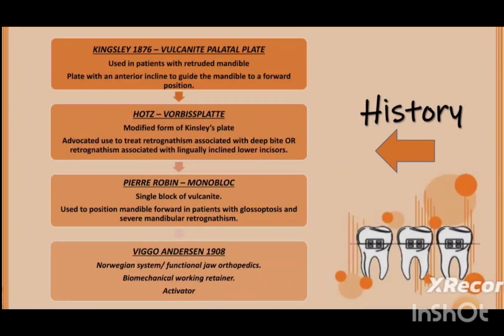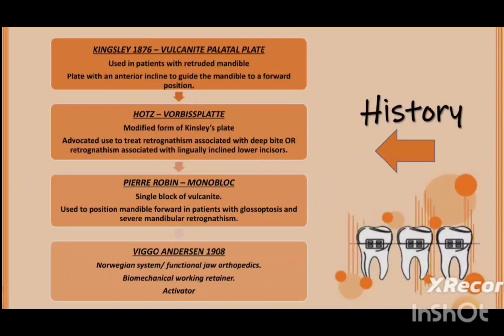Now coming to the main author, Viggo Andresen, who introduced the activator as we know of today in the year 1908. His daughter was under fixed appliance therapy. Now he removed his daughter's fixed appliances and replaced them with a Hawley's type of maxillary retainer and placed a lingual horseshoe-shaped flange on the mandibular teeth that guided the mandible forward. After she returned from her summer vacation, he was shocked to know that her class 2 malocclusion was completely eradicated.